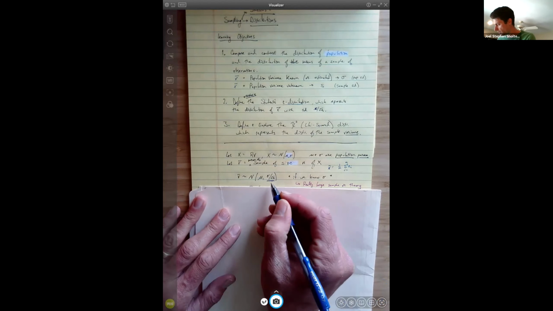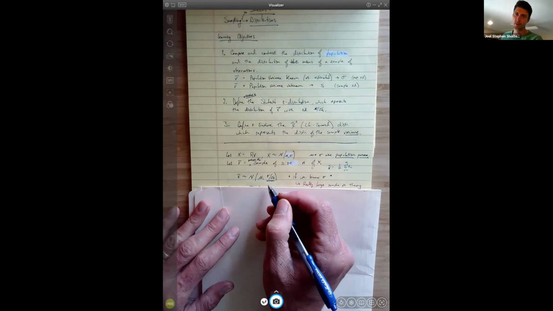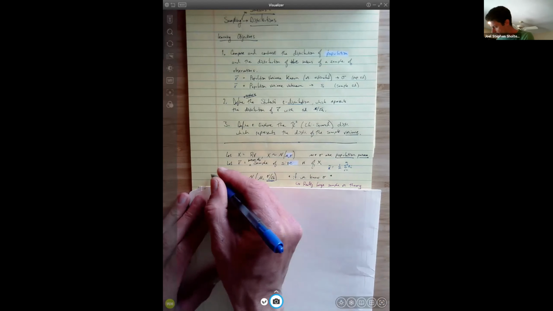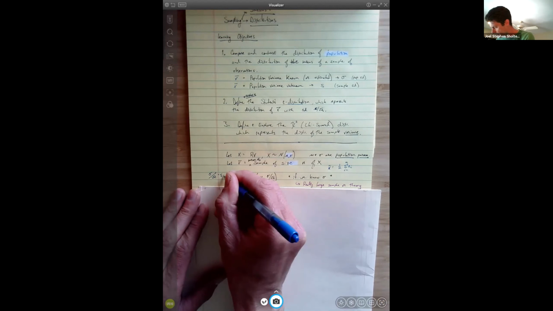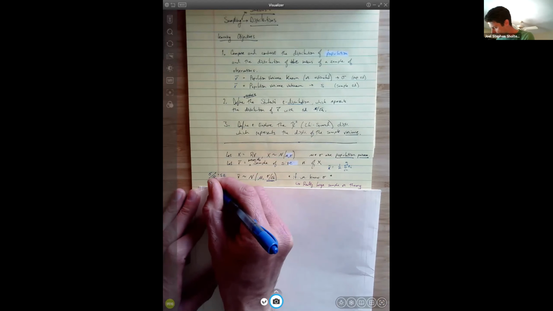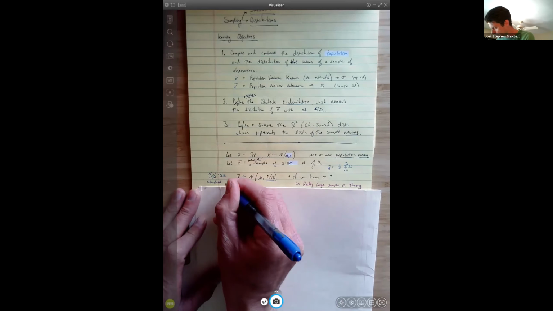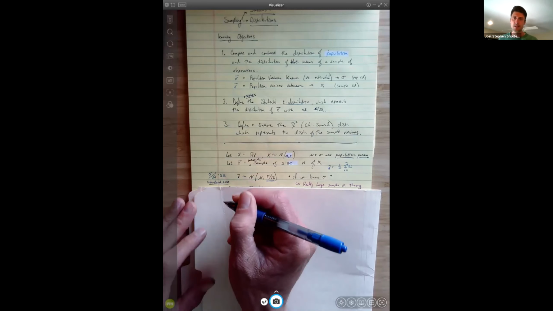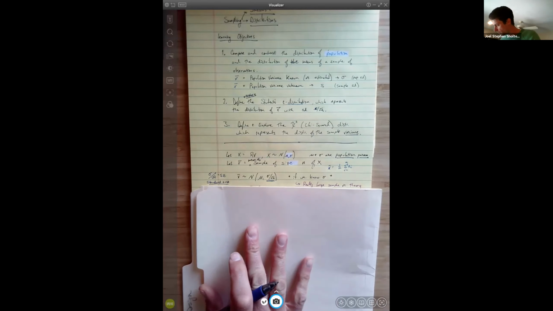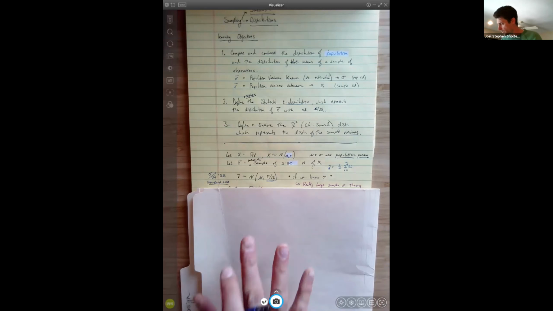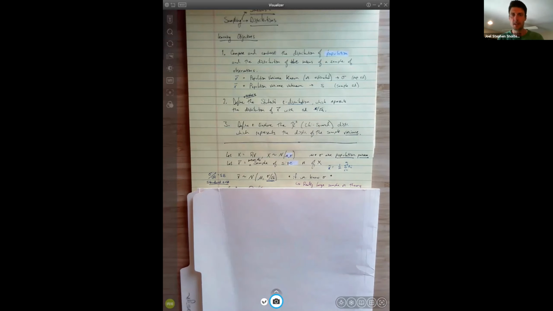That standard deviation is going to be sigma over square root of n. And sigma over square root of n is called our standard error. Standard error is based on sample size. So we're just dividing the standard deviation of that underlying population by the square root of our sample size.